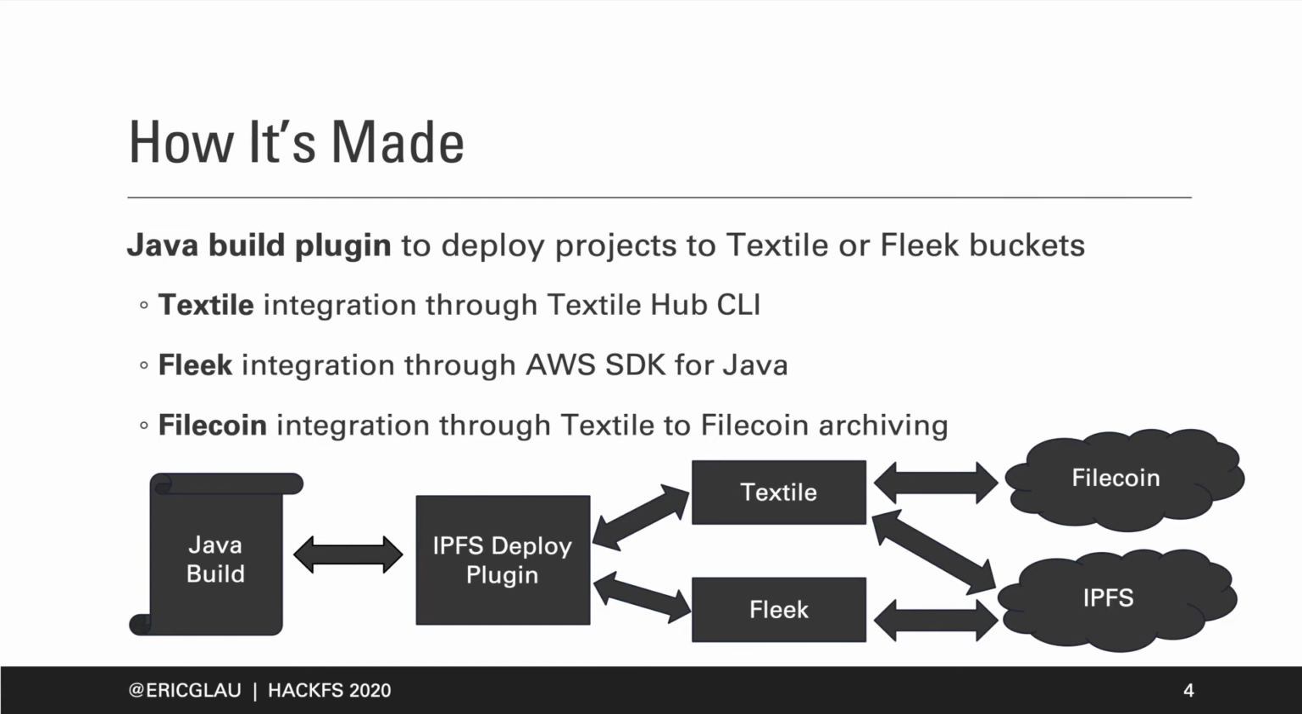Now let's talk about how this was made. This solution implements a Java build plugin to deploy projects to Textile or Fleek buckets. It achieves Textile integration through the Textile Hub CLI, Fleek integration through the AWS SDK for Java, and Filecoin integration through Textile to Filecoin archiving. As you see in the image below, your Java build can simply make use of this IPFS deploy plugin to interact with Textile or Fleek, which then interacts with IPFS and or Filecoin.